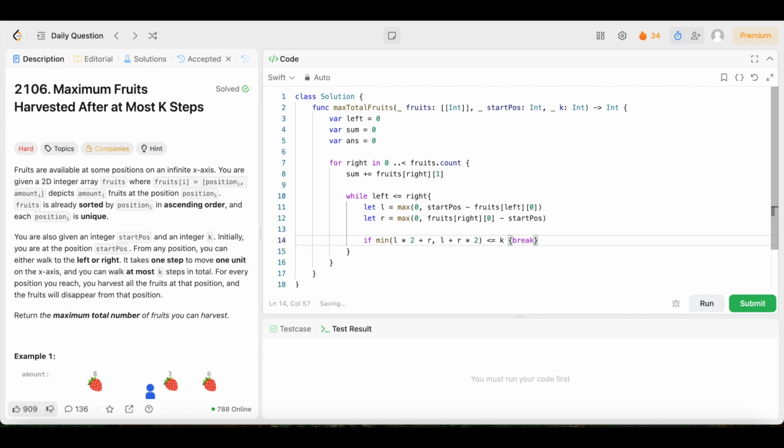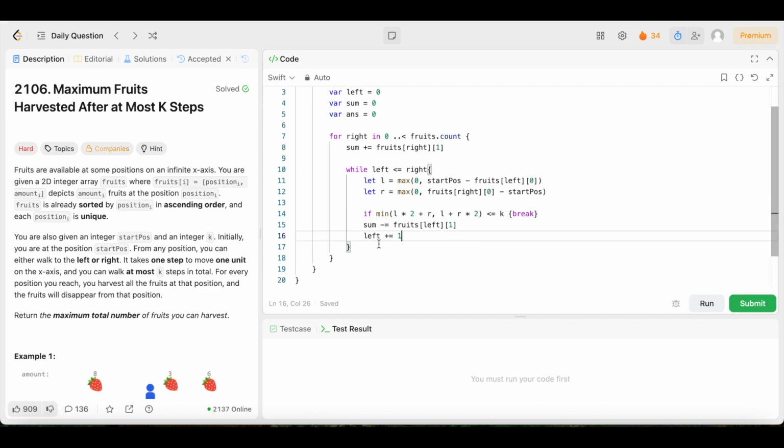Boom. Otherwise, we're going to remove fruits from the left side and move the left pointer forward. So we could come underneath this and say sum minus equals fruits[left][1]. Then we're going to increment left by saying left plus equals 1. Boom. Now we need to update the maximum fruits collected by coming outside of this while loop and saying ans equals max(ans, sum). So that's going to return whichever one is larger, ans or sum.